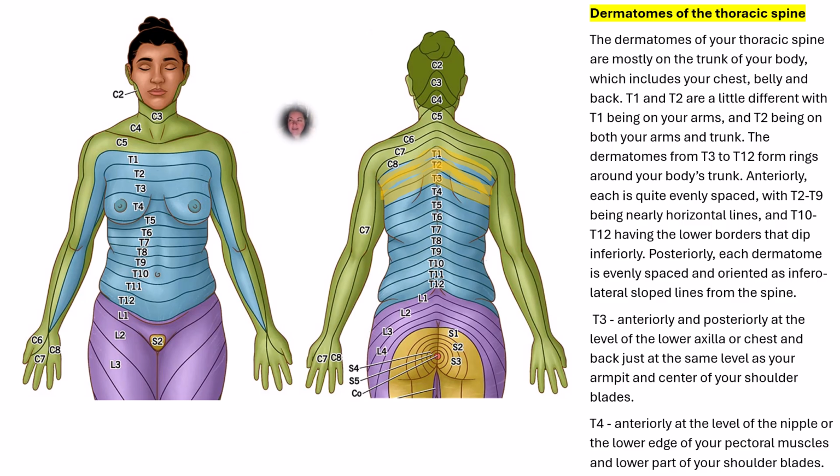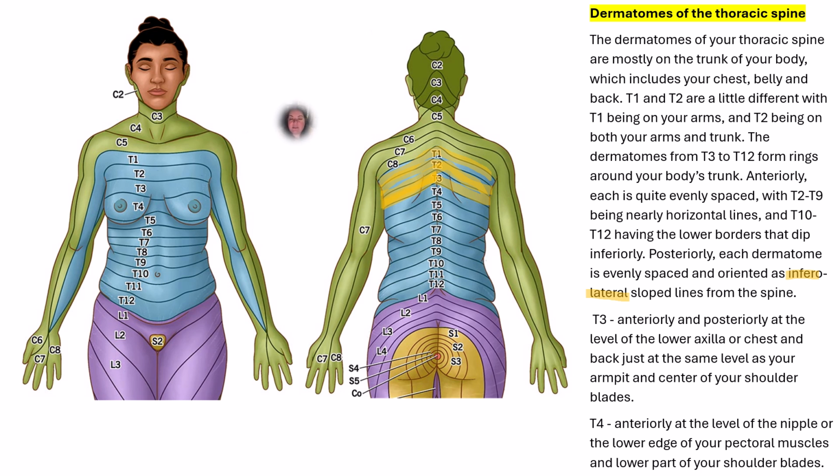On the posterior of the body, each dermatome is evenly spaced. Again, sort of like a slice of bread, but now they angle down in the back, kind of like a V shape with the point coming up. The front is like a horizontal band. The back is bent down just a little bit with inferolateral sloped lines from the spine. Inferolateral. What does that mean? It means we are going inferior, so downward, and lateral. So we're going at a downwards diagonal angle from the spine, sloping down to the outside of the body.